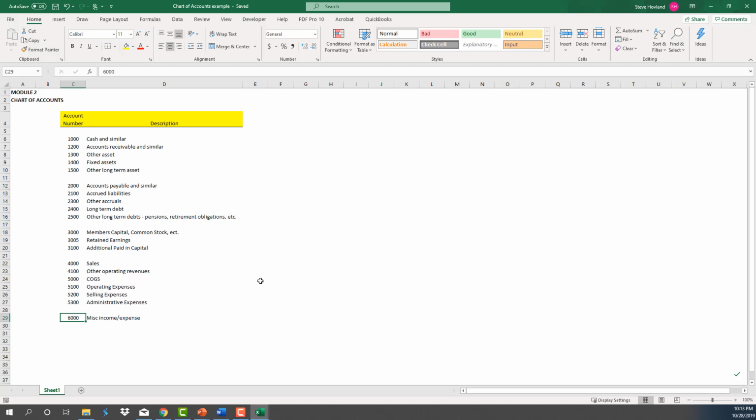Most of your asset accounts will be in the 1,000 or 10,000 series, depending on how many account numbers you want to put in there. Most of your accounts payable are going to be in the 2,000 area, and so on and so forth. And so that's why when you set up your chart of accounts, you don't want to just jump into your accounting software and start entering numbers. Map out how you want it to be.